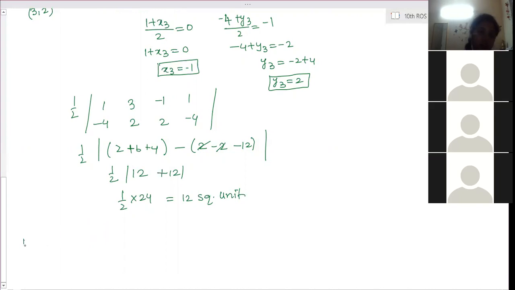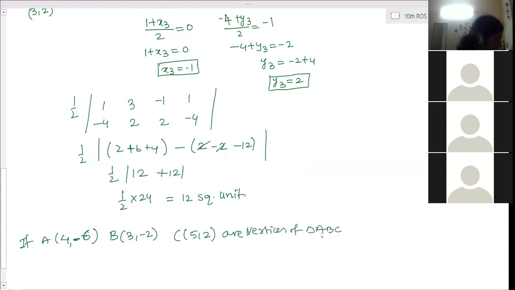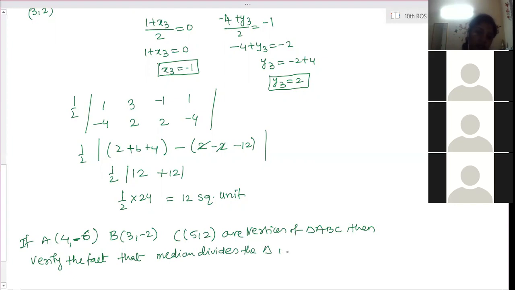If A (4, minus 6), B (3, minus 2), and C (5, 2) are vertices of triangle ABC, then verify the fact that a median divides the triangle into two equal areas.